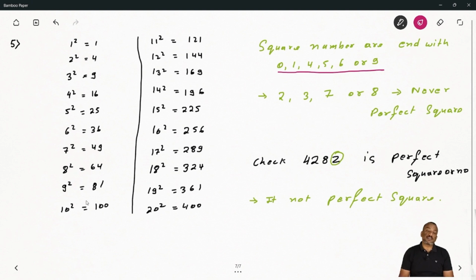You can check with this table: 1 square 1, 2 square 4, 3 square 9, 4 square 16, 5 square 25, 6 square 36. So for any number you find, its square will always end with one of these digits: 0, 1, 4, 5, 6, 9. And if a number at the ones place comes like 2, 3, 7, 8, it means automatically you can say it is not a perfect square. This type of question is important for competitive level examinations. Okay, so they will ask such type of things.